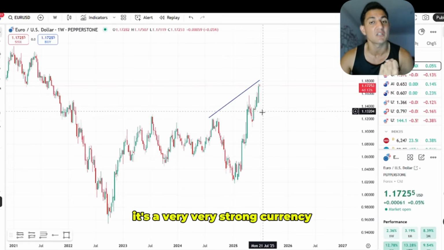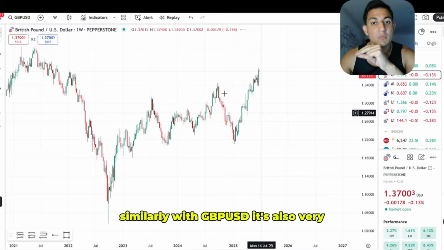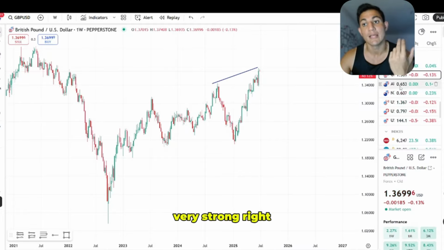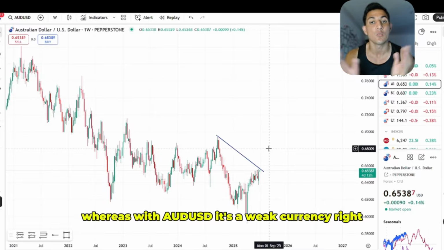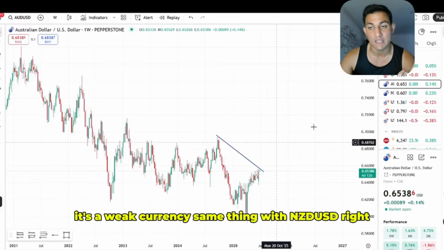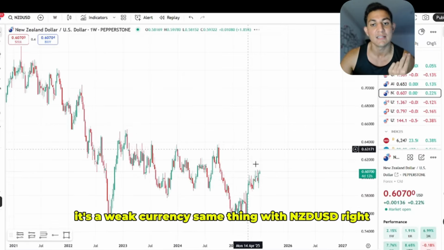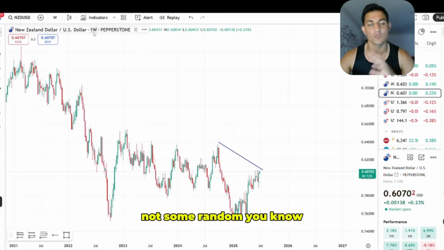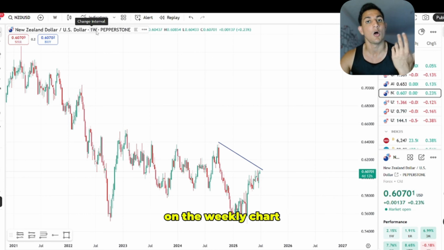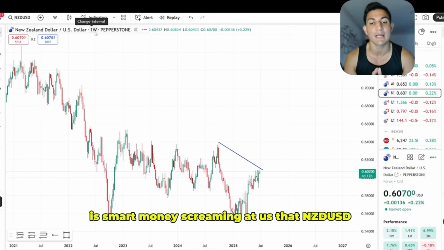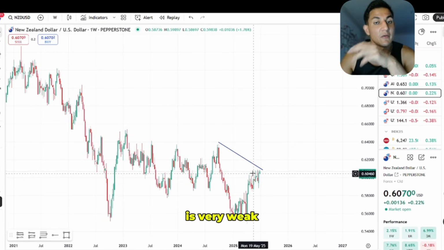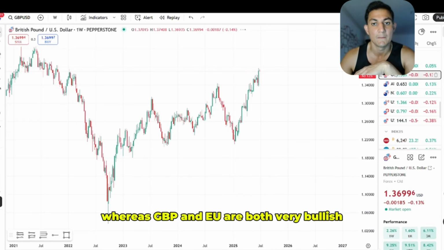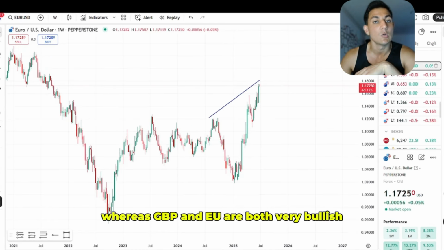It's a very, very strong currency. Similarly, with GBP USD, it's also very, very strong, right? Whereas with AUD USD, it's a weak currency, right? Same thing with NZD USD, right? The fact that they couldn't take out this high is on the weekly chart, right? Not some random 5-minute, 1-minute chart. On the weekly chart, it's smart money screaming at us that NZD USD is very weak. AUD USD is very weak too, whereas GBP and EU are both very bullish.